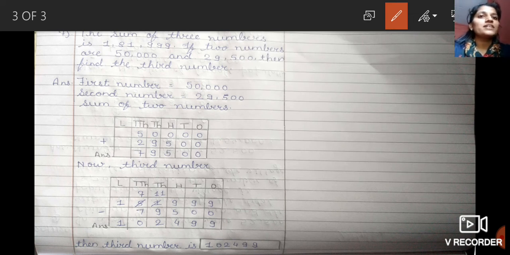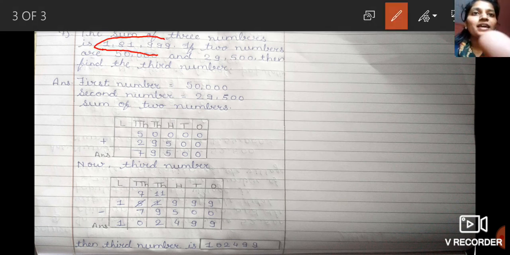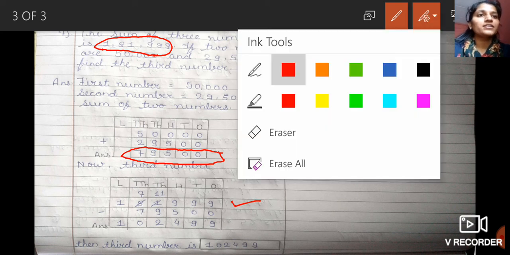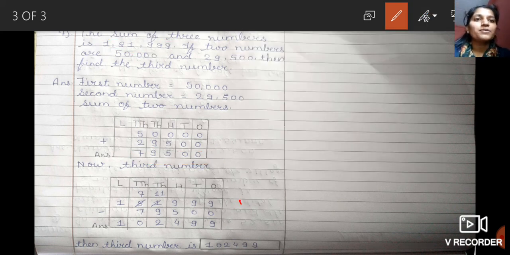So students, here you can see that I have written the third number. We are going to subtract this total of the first and second numbers from the sum of all three numbers. Here we can see that the sum of all three numbers is 1,81,999. We write it here, and from that we subtract this total, 79,500. Here I have taken both the numbers and subtracted them.